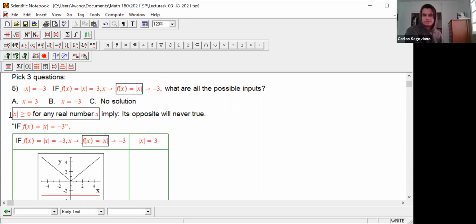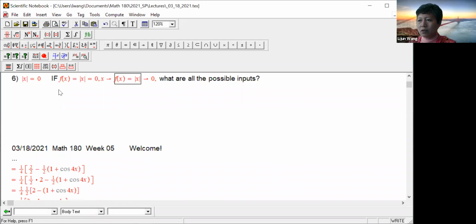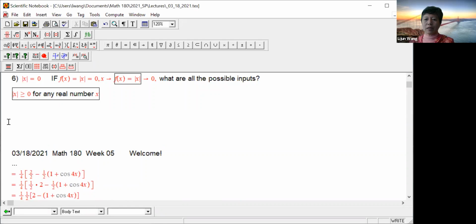And now you look at this statement, right? The absolute value of x is greater than or equal to 0 for any real number. This is a true statement, and equal to 0 is one of the cases. You follow me? And therefore, the solution would just be x equals 0.